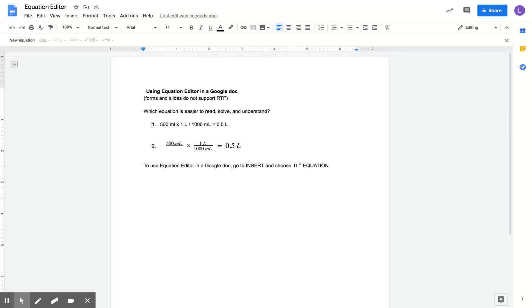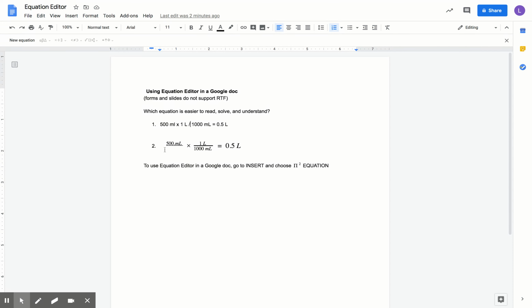Let's look at these first two equations. If you were to type without Equation Editor, it would look like the first one. You would have 500 milliliters times 1 liter, and then you might use this hash mark to show divided by, and then you would divide by 1,000 milliliters and get 0.5 liters. It just looks awkward, and it doesn't look like you know what you're doing.